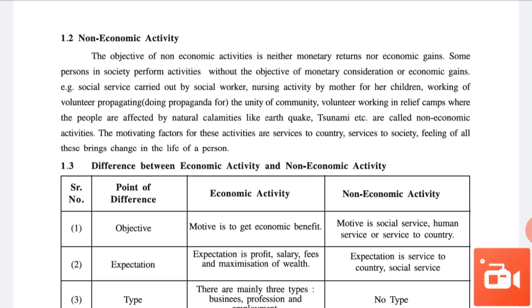For example, social service carried out by a social worker, or nursing activity by a mother for her child. All these types of activities are non-economic. The motivating factors for these activities are service to country, service to society, and feelings that bring changes in the life of a person.